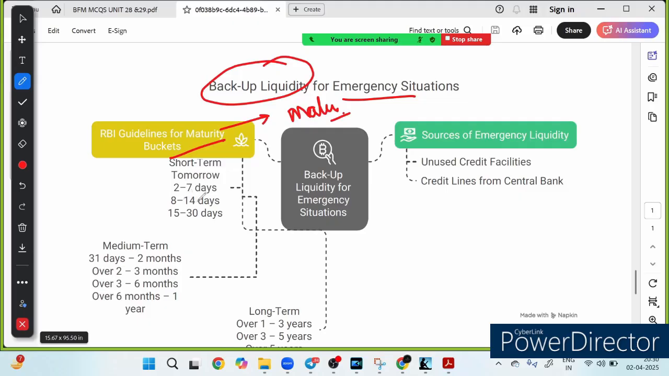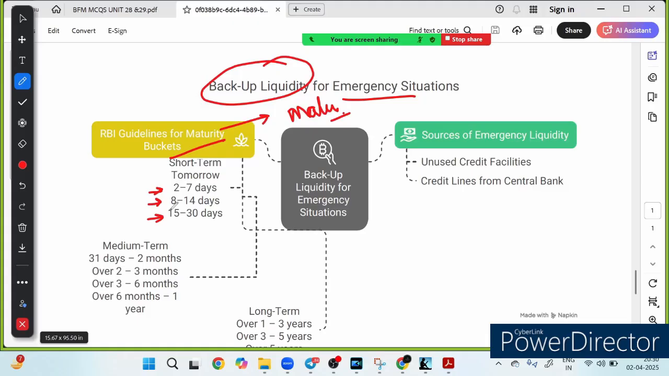And remember, this covers liquidity need for tomorrow, 2 to 7 days, 8 to 14 days and 15 to 30 days. This question is asked. So in short term, what kind of buckets we have? So we have 4 buckets: tomorrow, 2 to 7 days, 8 to 14 days, 15 to 30 days. Bank need to be ready for this short term demand to avoid any liquidity shortage. So that is called maturity bucket.